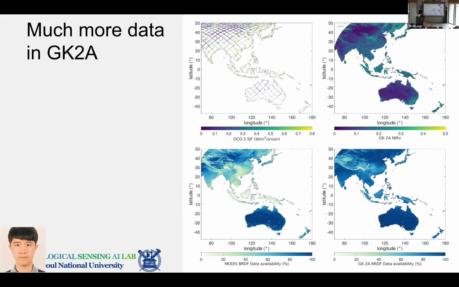Here you can see the top left figure is the OCO-3 SIF data. You can see there are lots of gaps, and the space between swaths is very, very large. But in the case of GK2A NIRv, you can see there is no gap. The bottom two figures show the data availability. The bottom left is MODIS BRDF data availability. And you can see in Southeast Asia that there are lots of clouds, so data availability is pretty low. But if you see the GK2A BRDF data availability, the bottom right figure, even in such cloudy regions in Southeast Asia, we can still get very high quality BRDF parameters because there is lots of data from the geostationary satellite.